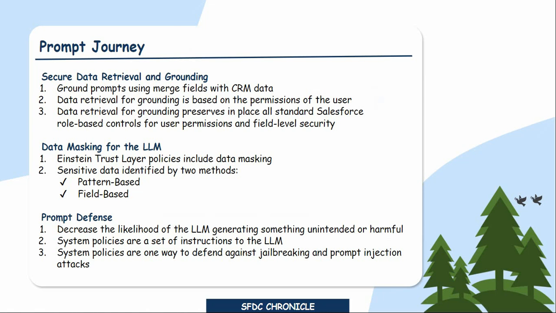Why do we use system policies or prompt defense? To defend against jailbreaking and prompt injection attacks. Now that is all about your prompt journey. Once your data is masked, grounded, and prompt defense is applied to your data, the Einstein Trust Layer is going to send that data to the external LLM system.